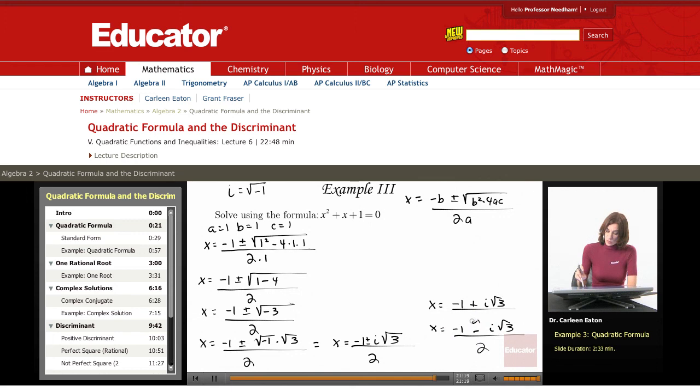So looking at this, what I have here are complex conjugates, solutions that are complex conjugates.